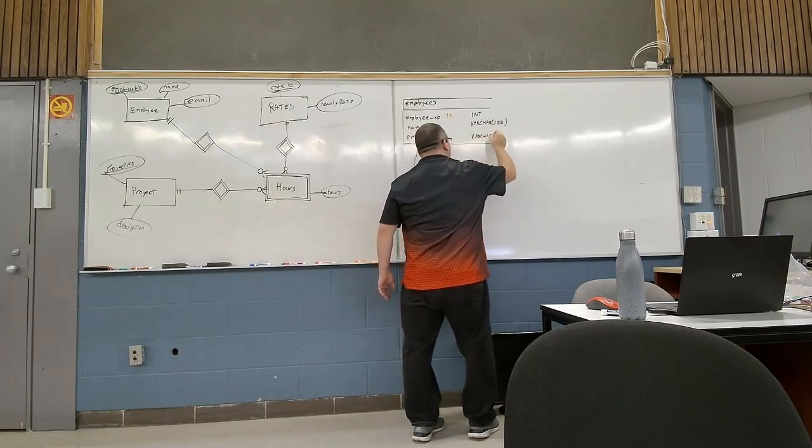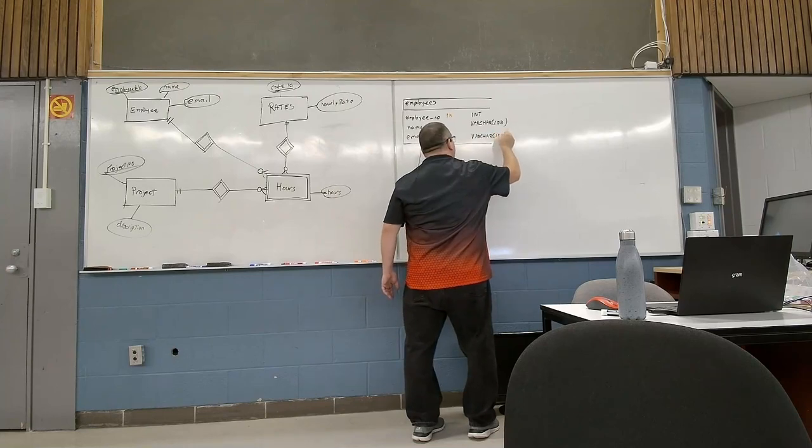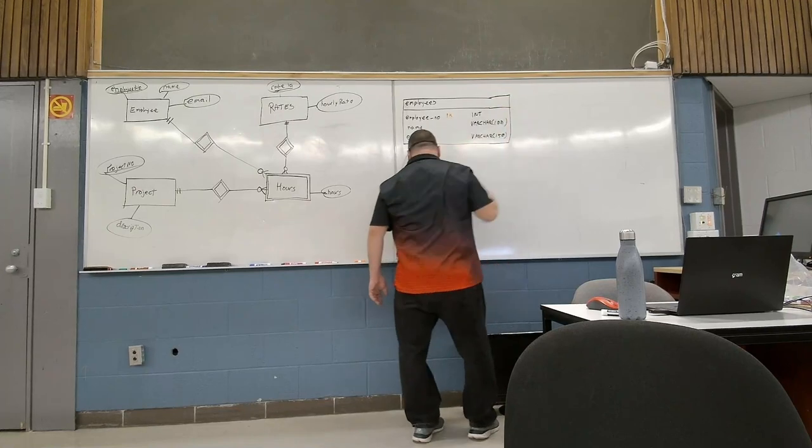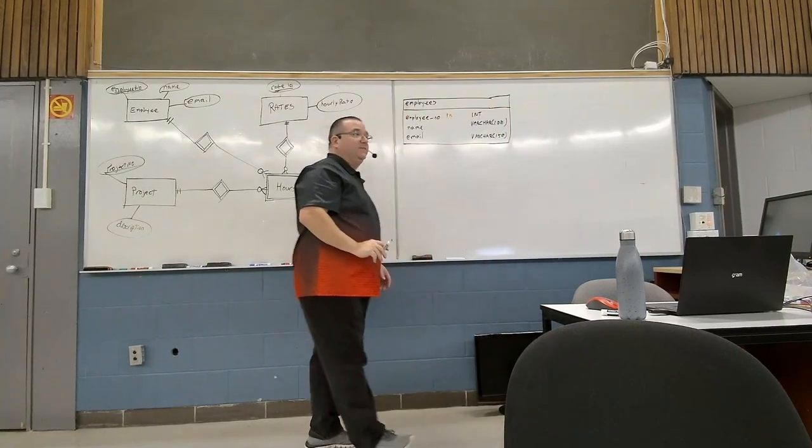Varchar 100. Email. Again, varchar 150. I told you guys the story why. Never have email less than 150. Definitely not 75.